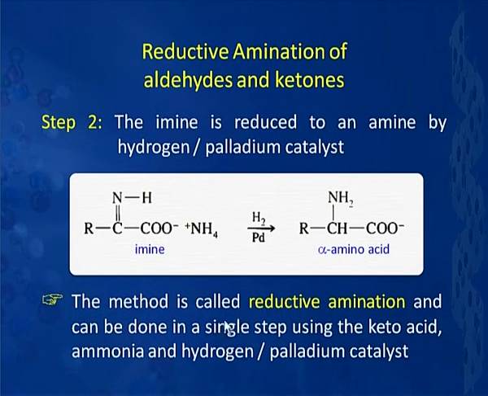Now, the method actually is called reductive amination, because we are first doing amination and then trying to reduce the thing. The significance of this method is that though there are two steps in that, this method can be done in one step, because we can in one pot take the keto acid, take ammonia and also add the hydrogen and palladium there. In one step we can get product in one go. So, that is one method which we make use of in synthesizing alpha amino acids.